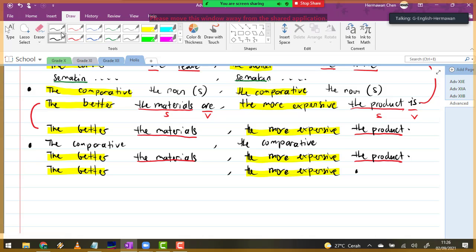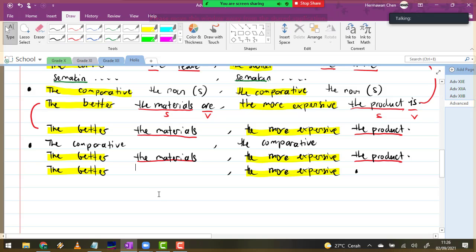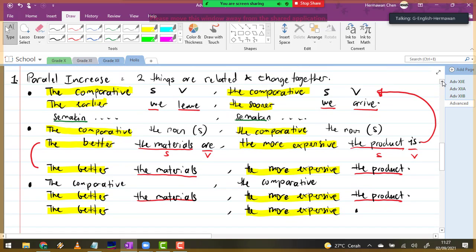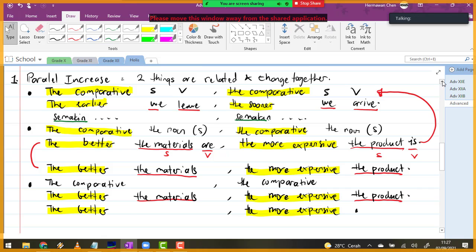Any question for parallel increase, guys? I give you 1 minute to complete the note.